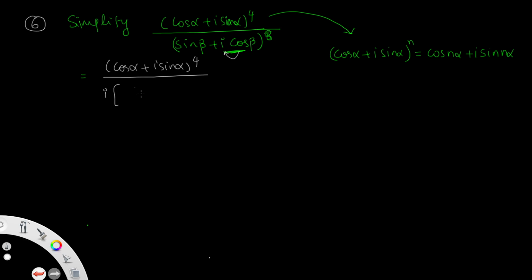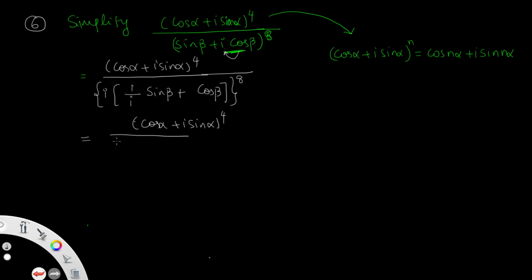Then you get 1/i times (sin beta + i cos beta) whole to the power of 8, since the total power becomes 8. The numerator needs no rewriting: (cos alpha + i sin alpha) to the power of 4, divided by i to the power of 8, because the power goes to 8.